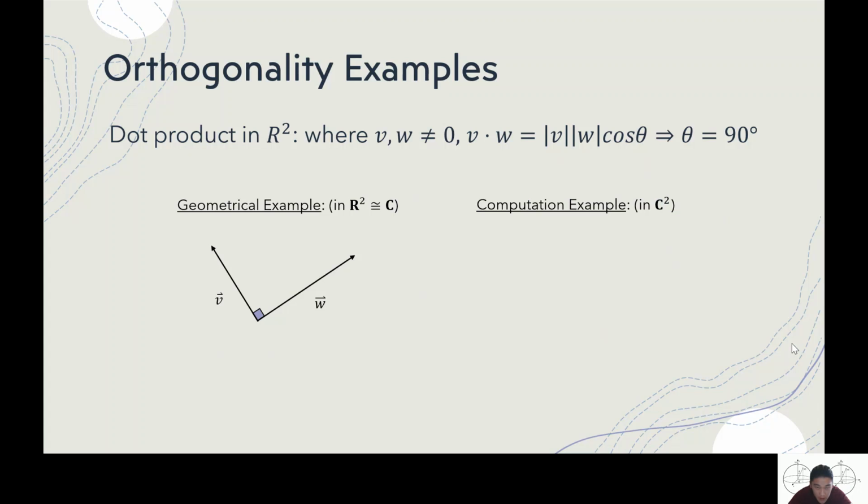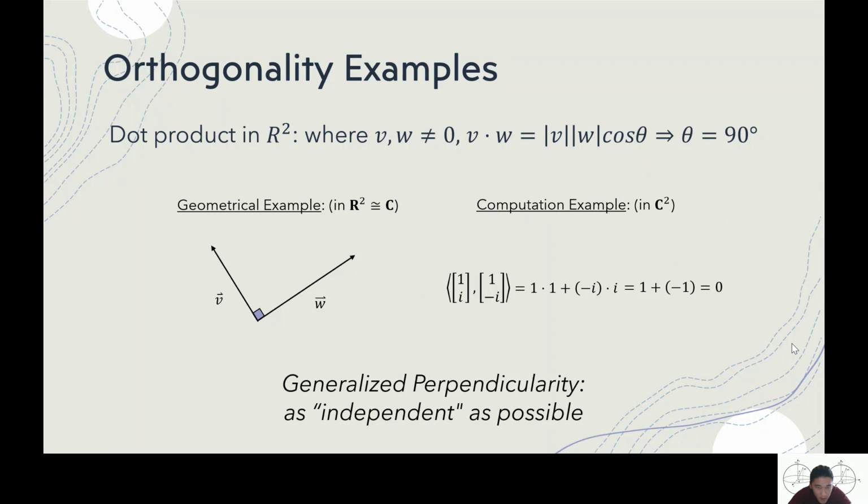Here's a computational example in C2. So taking the complex inner product of these two vectors, one i and one negative i in C2, we have that their sum is actually just 1 and negative 1, which is 0. Cool. So these vectors are actually orthogonal to each other as well. So orthogonality can really be thought of as a generalized perpendicularity where vectors are as independent as possible from each other.